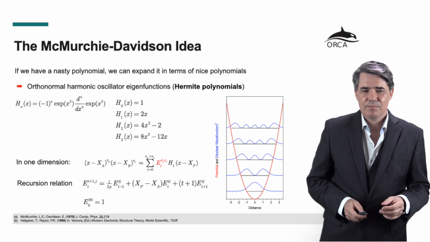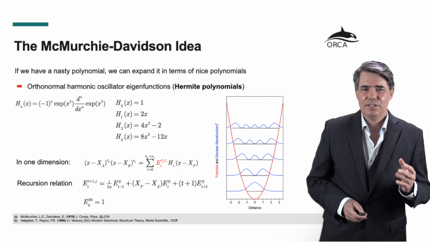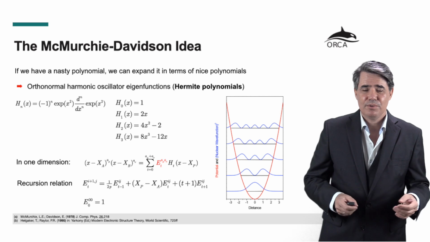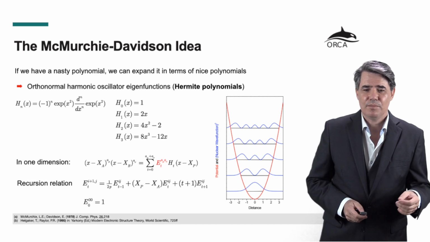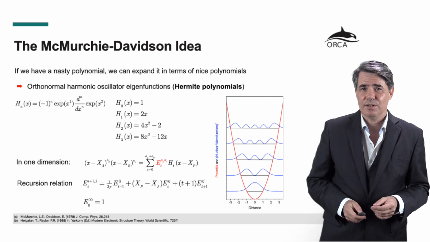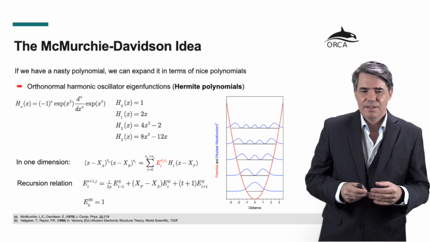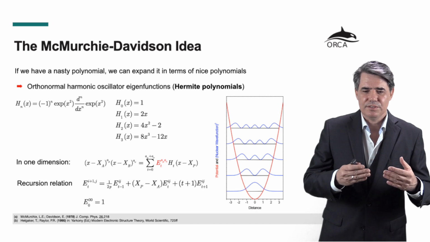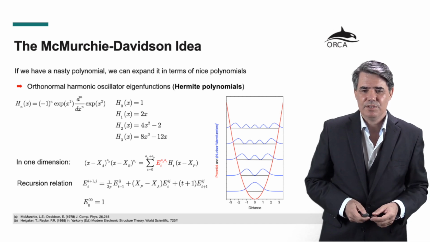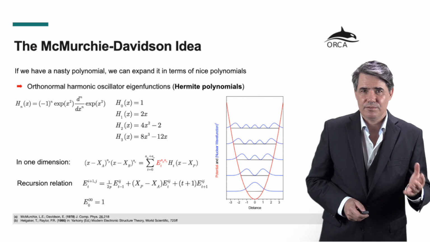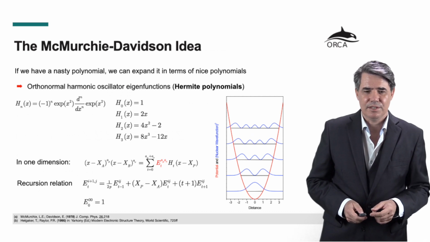And now here McMurchie and Davidson had an ingenious idea, and that ingenious idea was to expand that nasty polynomial in terms of a set of complete polynomials, and namely the Hermite polynomials that you all know from the harmonic oscillator problem. And so what that means is that you can expand that nasty polynomial in terms of these nice polynomials centered at the midpoint. And the expansion coefficients are these E coefficients that are readily generated by a recursion relation.